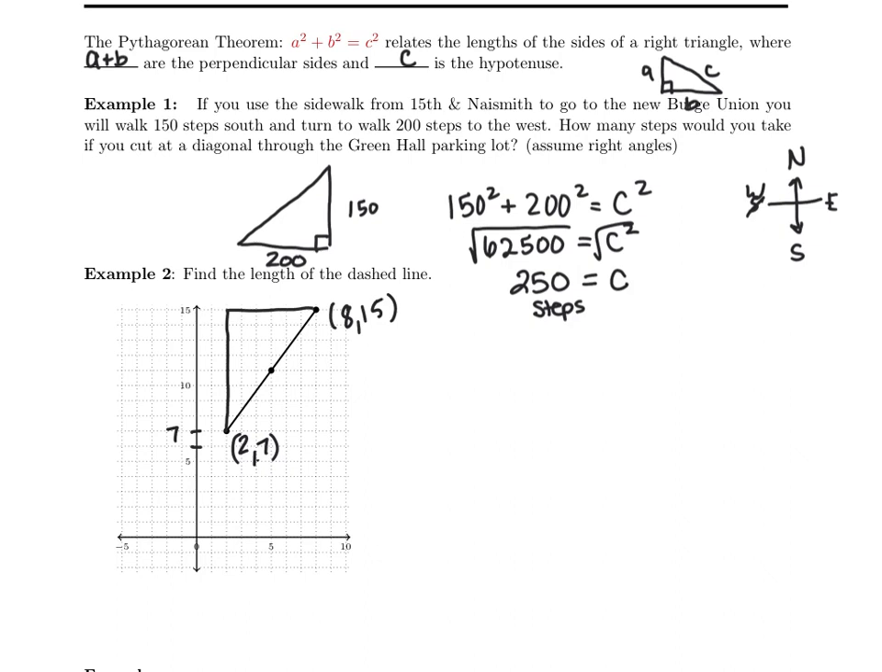We could also use the distance formula, but since it's right below, let's use the Pythagorean theorem. We know the distance from 7 up to 15, so this side length would be 8. And this side length from 2 to 8 would be a side length of 6. You can use your Pythagorean theorem: 8 squared plus 6 squared equals c, which is your hypotenuse, equals c squared.